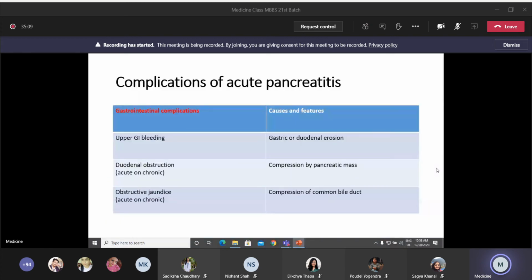Some of the GI complications include upper GI bleeding, because the patient might have severe gastric erosions. There might be duodenal erosion. Sometimes pseudoaneurysm is present, especially seen in acute and chronic pancreatitis. Duodenal obstruction sometimes occurs because of a pancreatic mass. This is usually a feature of acute and chronic pancreatitis. Obstructive jaundice is also a feature of acute and chronic pancreatitis. That's a different entity we'll discuss later in chronic pancreatitis.